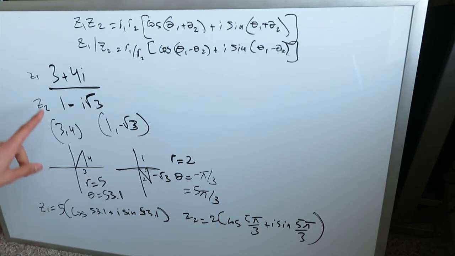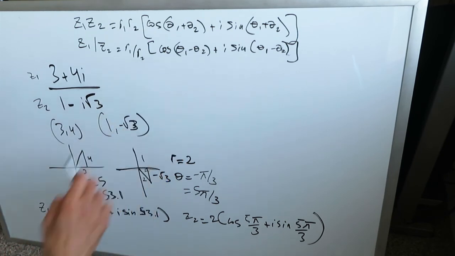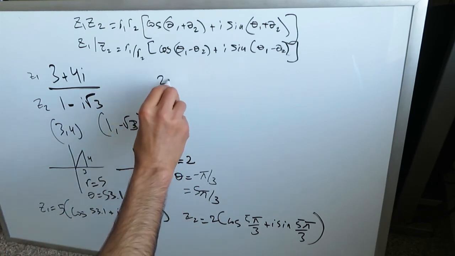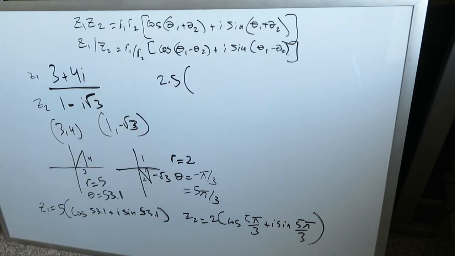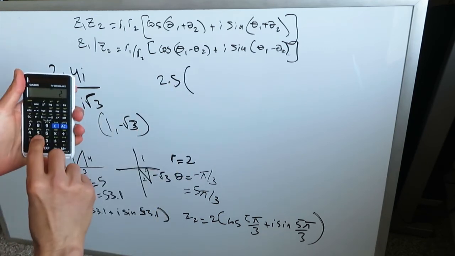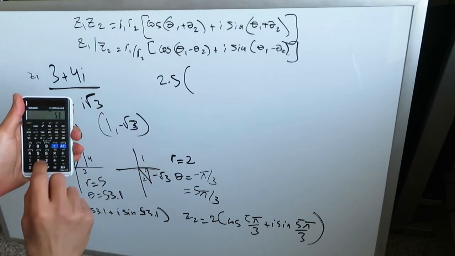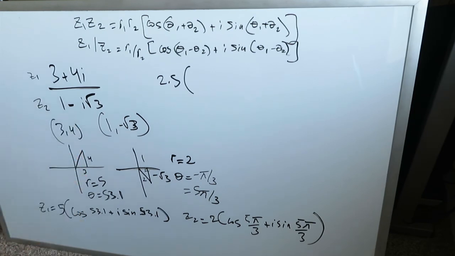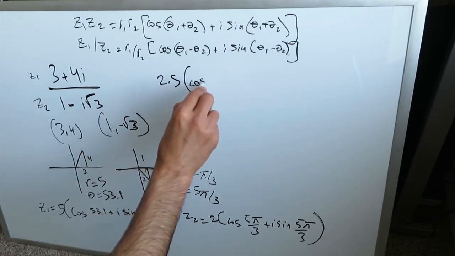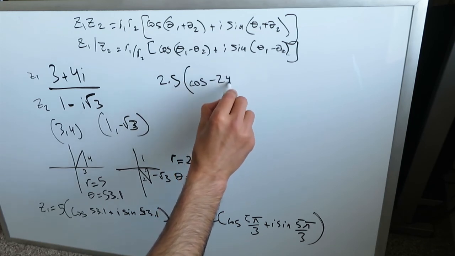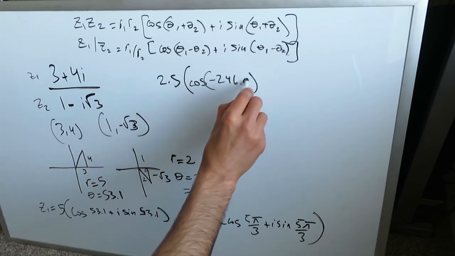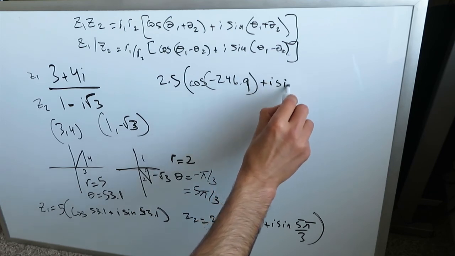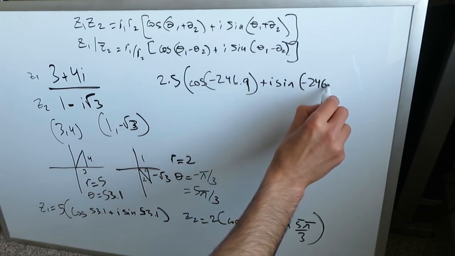Now you've got to run it through the divide formula. Remember, we're dividing over here. So r1 divided by r2 is what? 5 over 2, 5 divided by 2, which is 2.5. Now let's individually subtract these angles. 53.1, which is your theta 1, minus 300. You're going to get a cosine of minus 246.9 degrees, plus i sine, of course, you'll get the exact same thing, 246.9.